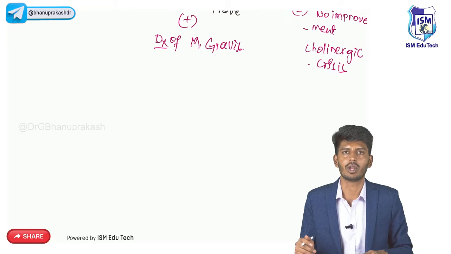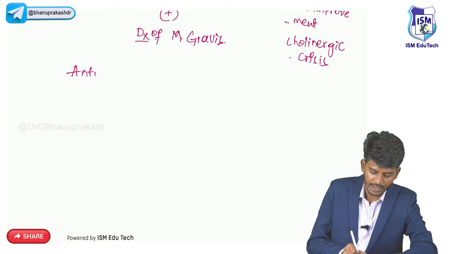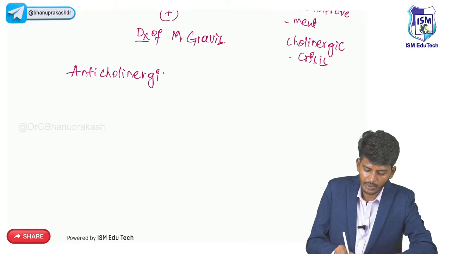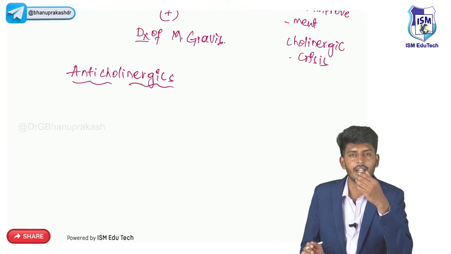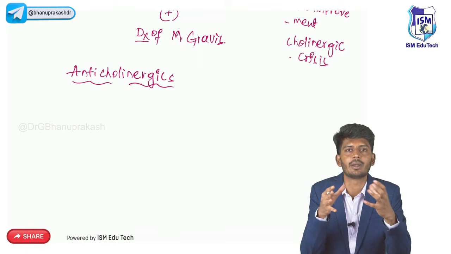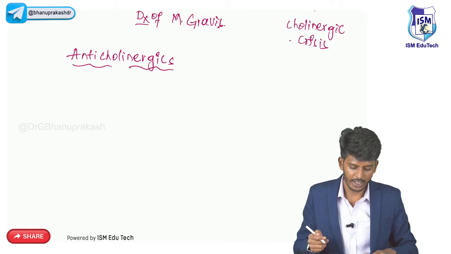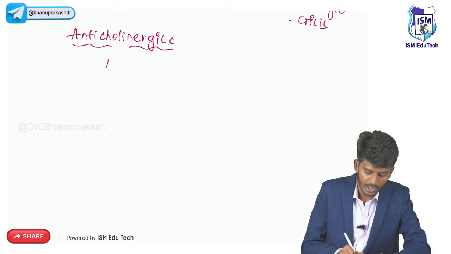Once we understood the cholinomimetics, let's go to the next important ones, called anticholinergics. At the end of anticholinergics, I'll teach you about the combination of neostigmine for the snake bite and opioid. Anticholinergics are also called cholinergic antagonists.